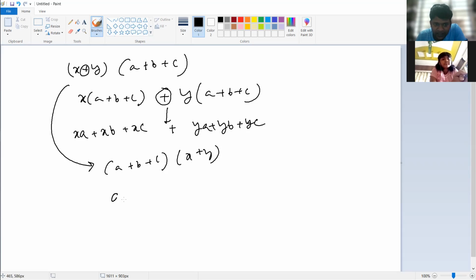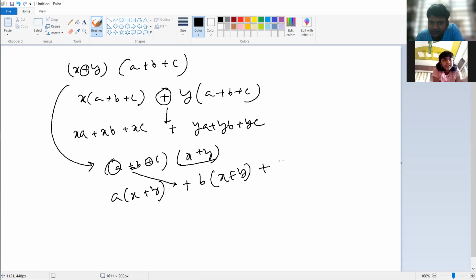So here it would be a into x plus y, then this plus will come over here, then b into x plus y, then again there is a plus, c into x plus y. As all are plus, that's why it comes like this.